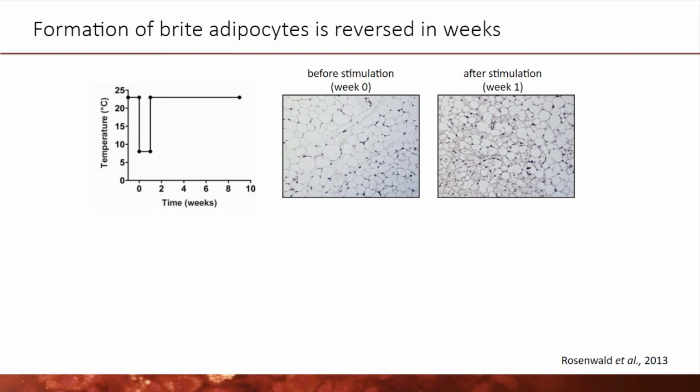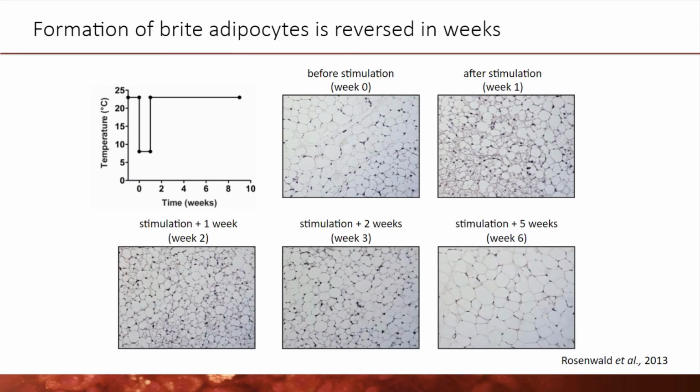But what we can look at is the kinetics, how these cells, which appear upon a cold stimulus, disappear when the cold stimulus is removed. And you can see this in the next graph here. If you remove the stimulus and put mice back to room temperature, you see after 2 weeks, you still have quite a large number of these multilocular cells. After 3 weeks, it's notably less. And after 6 weeks, the tissue looks more or less like it did at week 0, plus the added weight gain of 6 weeks, which for a mouse is actually quite a long time. So what happens to these cells?